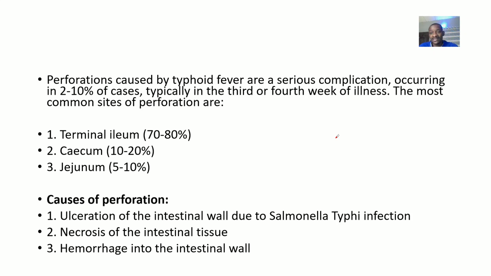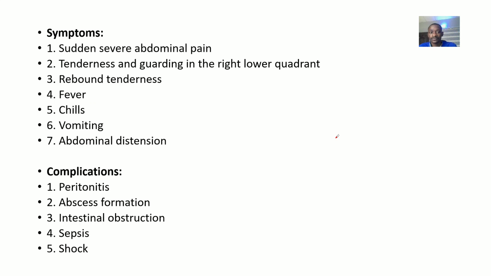So we're trying to look at the sites of intestinal perforation, causes of the perforation, symptoms and complications of the perforation. Of course, if there's perforation, there will be leakage of abdominal contents into the abdominal cavity. That's the peritoneal cavity. It will lead to inflammation. That's what you get: peritonitis.